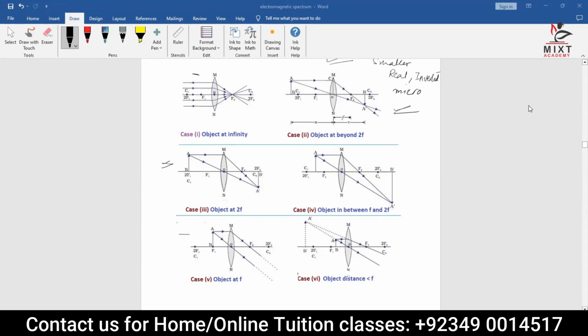All right. Now, another thing. Who will tell me the difference between real and virtual image? First difference. The real image is inverted always. Always inverted. While what about the virtual image? The virtual image is erect. Or upright. Ibrahim, second difference.